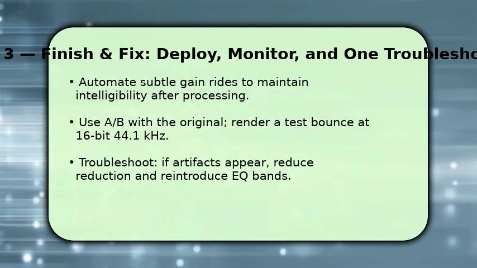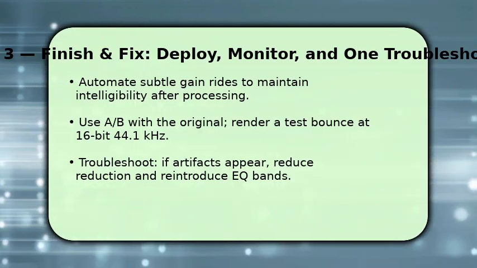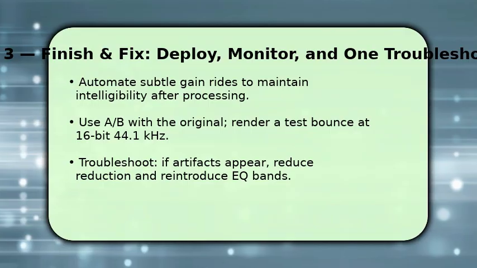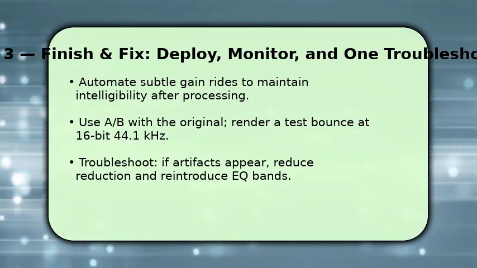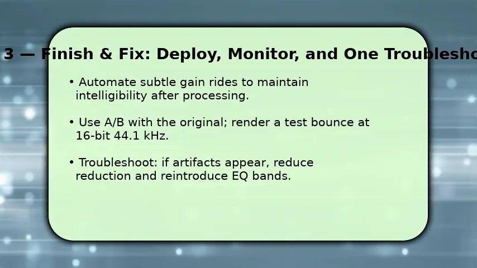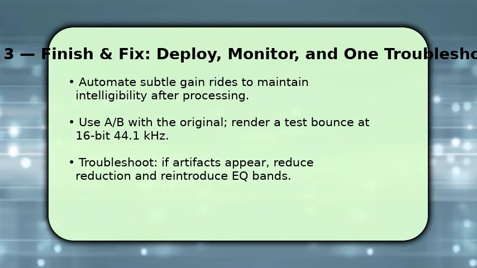Then bounce a test export at the session's sample rate, 16-bit or 24-bit depending on delivery. If you hear warbling or metallic artifacts, reduce denoiser amount. Reopen EQ to restore warmth and rerun the process. Small adjustments usually fix most problems.